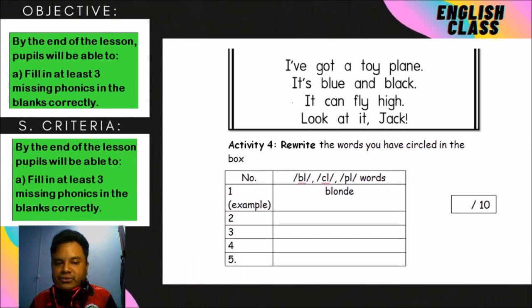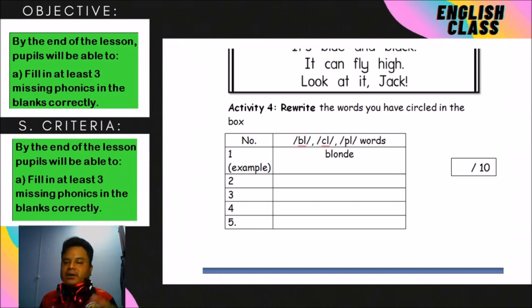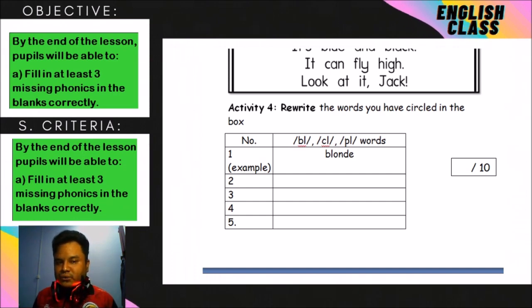And activity number 4. Rewrite the words that you have circled in the box. Tulis semula perkataan yang awak dah bulatkan dalam lagu tadi tu ke dalam kotak di bawah. Okay, like number 1, same with the example. I've circled blonde. Saya dah bulatkan blonde dekat atas tu. Jadi saya tuliskan balik blonde dekat jawapan nombor 1 tu. Alright. So, your job is to find other words in that song. And once you have circled it, write it down in that box given.